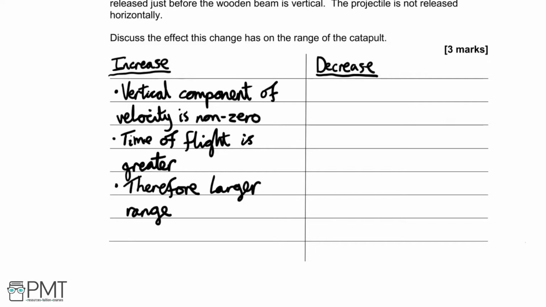Therefore, it has a larger range. So that could easily be 3 marks right there. So for the decrease arguments, let's look back at our diagram.